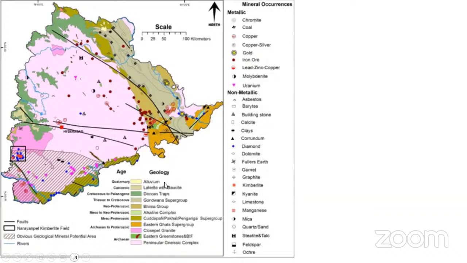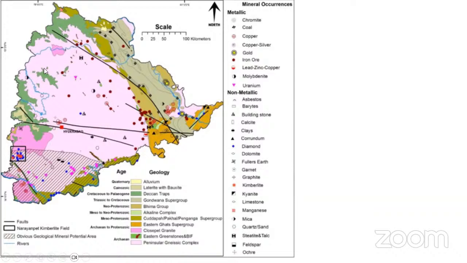In the Quaternary, alluvials are there; Cenozoic laterite and bauxite are there; and Cretaceous to Paleocene Deccan traps are there. Triassic to Cretaceous Gondwana supergroup, Singareni coalfields are there; Neoproterozoic Bhima group; Meso to Neoproterozoic alkaline complex; Mesoproterozoic Kadapa, Prakasam, Penganga supergroup; Eastern Ghats supergroup; and closepet granite in Archean and Proterozoic age. In Archean, the peninsular gneissic complex rock formations are there, according to their geological periods.